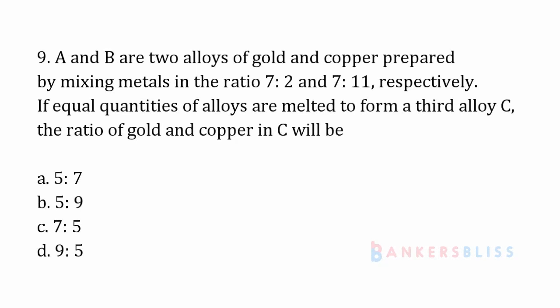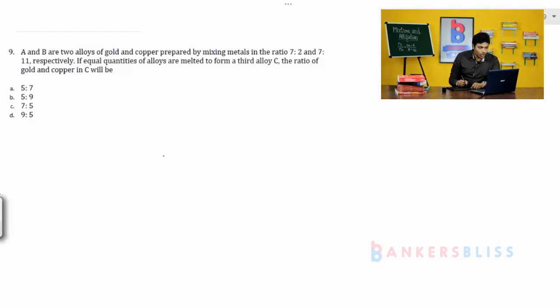Problem number 9. A and B are two alloys of gold and copper prepared by mixing metals in the ratio of 7:2 and 7:11 respectively. If equal quantities of alloys are melted to form a third alloy C, the ratio of gold and copper in C will be. So don't panic. Very simple problem. See here, the ratio is 7:2 for A. Next for B it is 7:11.